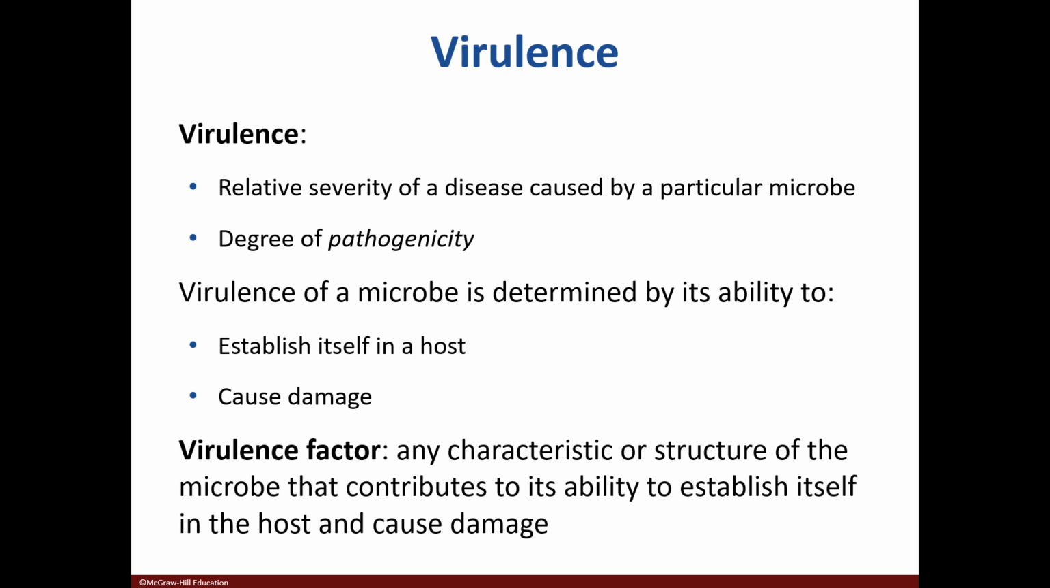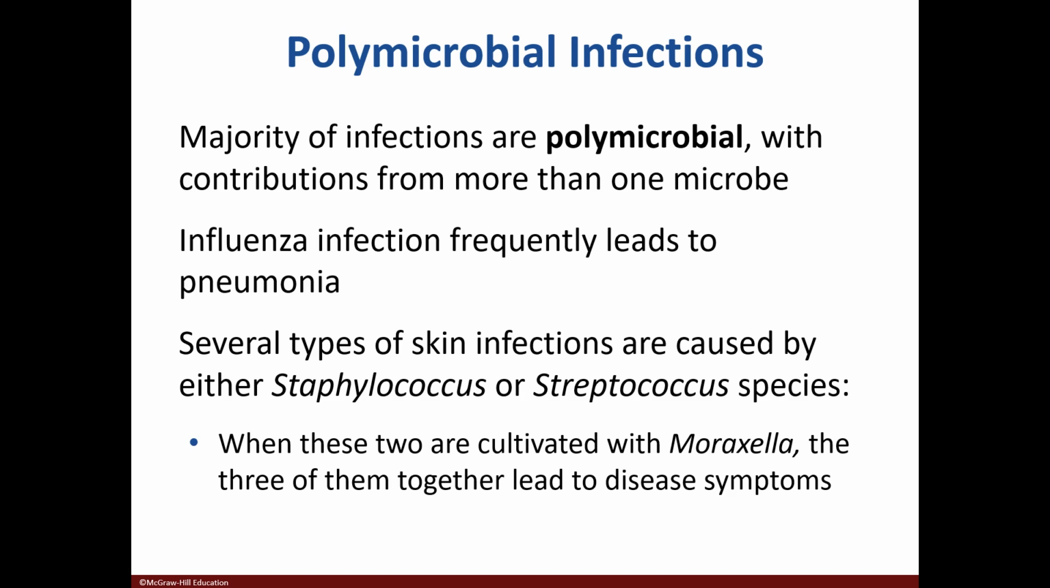Virulence refers to how severe of a disease a microbe can cause. It's also known as its pathogenicity. It's determined by how well it can establish itself, as well as the ability to cause damage to the host. A virulence factor enhances these abilities. Frequently, when people suffer from infections, it's more than one microbe that causes it, and it's called a polymicrobial infection. For example, the flu can often lead to pneumonia. Skin infections can also be caused by multiple species.